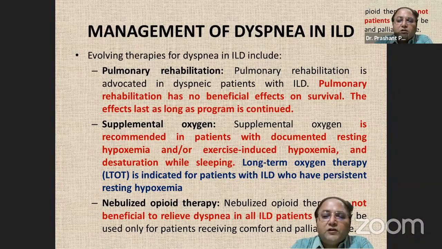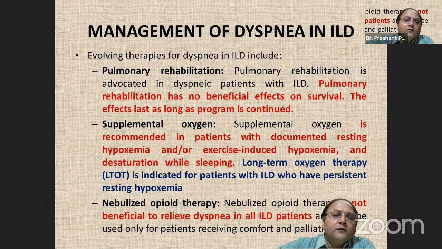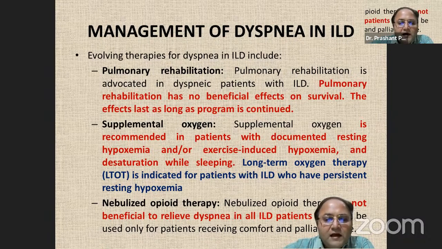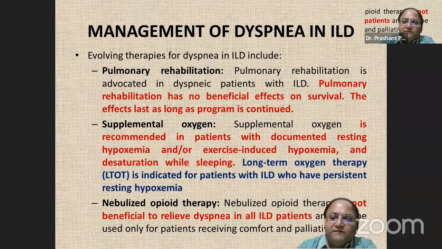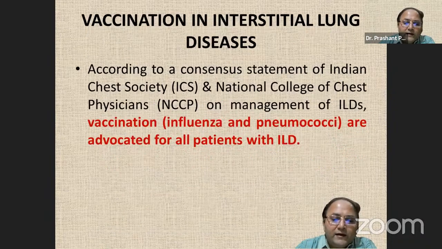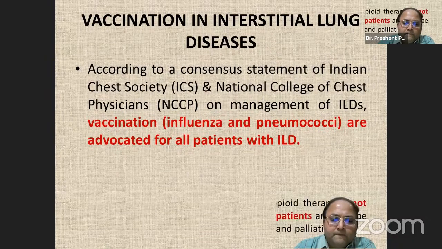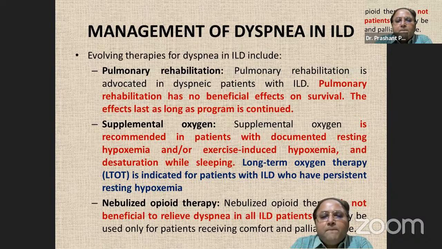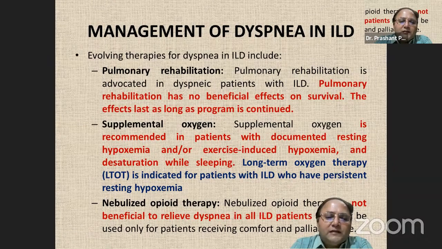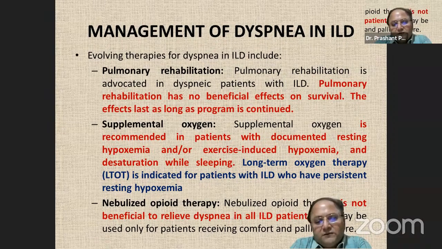So if we are talking of beneficial effects on survival, then there are no beneficial effects on survival. When it comes to the quality of life, the quality of life is improved as long as the patient is in the pulmonary rehabilitation program. Then coming to supplemental oxygen, which is recommended in patients with documented resting hypoxemia and or exercise-induced hypoxemia and desaturation while sleeping. Long-term oxygen therapy, LTOT, is indicated for patients in ILD who have persistent resting hypoxemia.